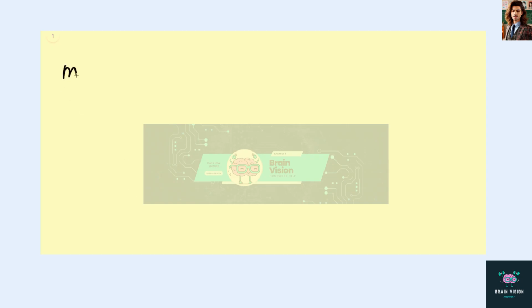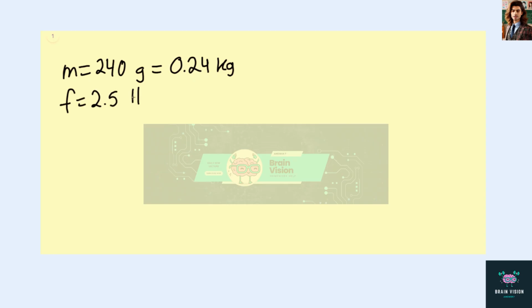So we want the spring constant and the total energy of this system. We have a mass of 240 grams, which we can convert to 0.24 kilograms. We have a frequency of 2.5 hertz, and an amplitude of 4.5 centimeters, which we can convert to meters and say 0.045 meters.